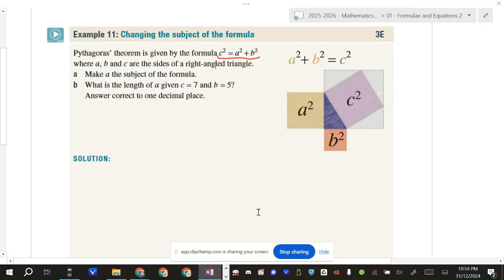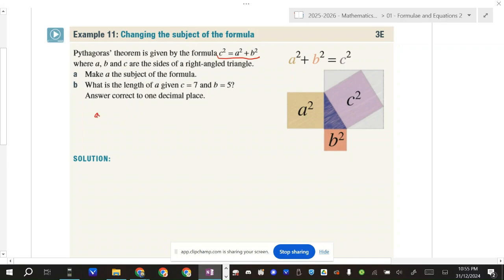All right, changing the subject of the formula, example 11. Very similar to what we've done, except question A, we're making A the subject of the formula. And then question B, we're actually going to use that to solve an equation. So let's get going. We've got c squared equals a squared plus b squared.